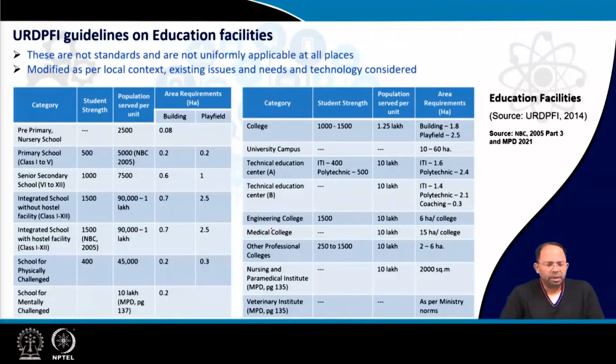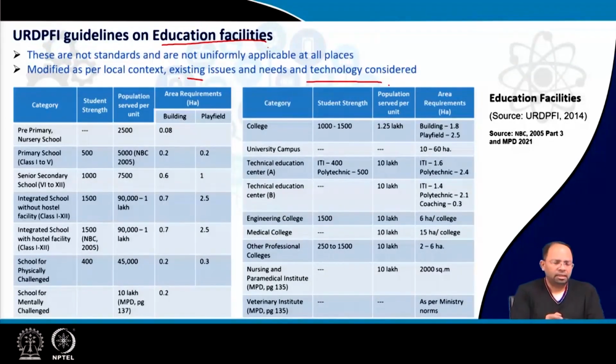Now coming to the URDPFI guidelines on educational facilities, this we have discussed in our previous lecture. These are not standards, but guidelines, and that means they cannot be uniformly applied everywhere. Of course they have to be modified as per the local context, existing issues of that area, and the needs and the technology that would be adopted. All this determines how many schools, what kind of schools, and what area has to be provided for them.